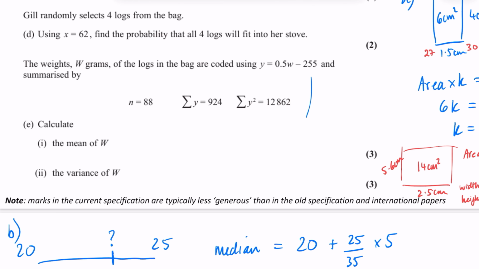If I talk about this part, if I found out what y bar is, the relationship is exactly the same as with the coding for the mean, okay? For the variance, I'm going to talk about the standard deviation. The standard deviation of y will be 0.5 times the standard deviation of W, but you don't subtract the 255 because standard deviation is not affected by anything being added or subtracted.